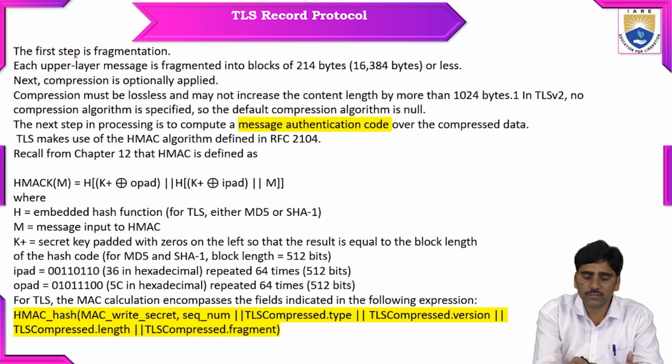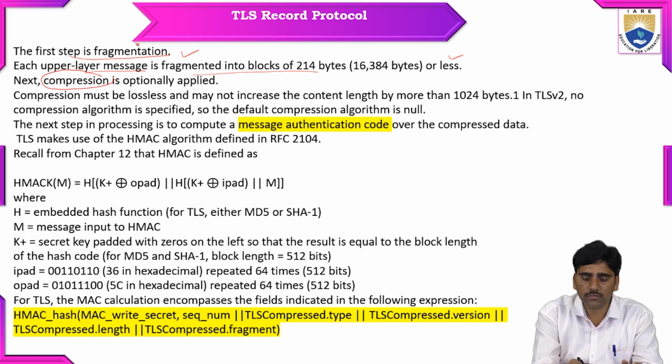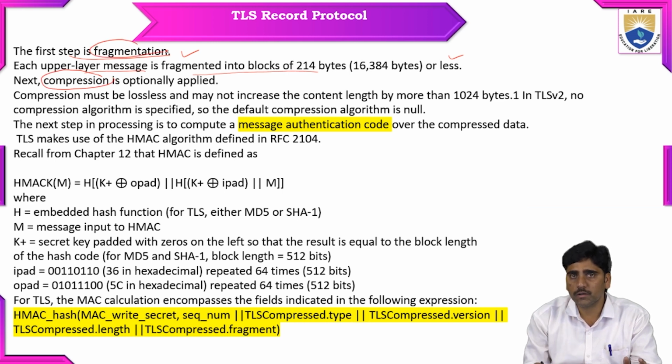The first step is fragmentation. Each upper layer message is fragmented into blocks of 2^14 bytes or less. The next step is compression, which is optionally applied. Compression must be lossless and may not increase the content length by more than 1024 bytes. In TLS version 2, no compression algorithm is specified, so the default compression algorithm is null.